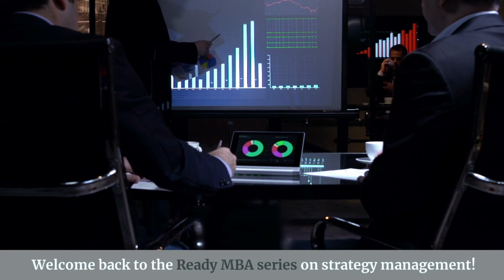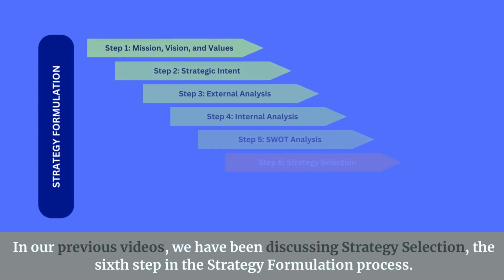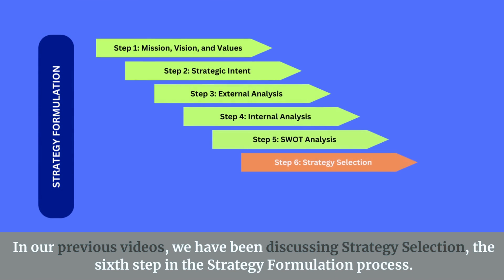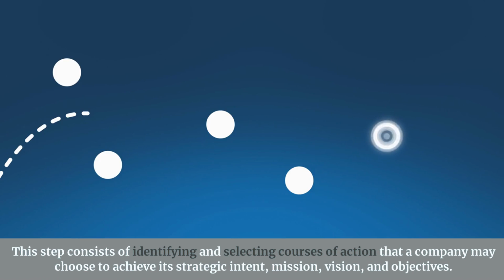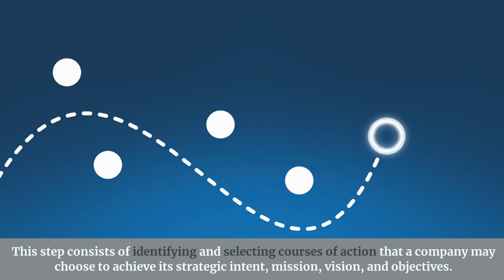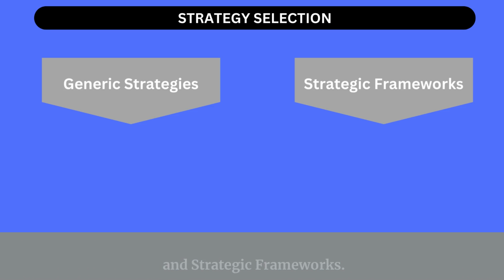Welcome back to the Ready MBA series on strategy management. In our previous videos, we have been discussing strategy selection, the sixth step in the strategy formulation process. This step consists of identifying and selecting courses of action that a company may choose to achieve its strategic intent, mission, vision, and objectives. To help define those, the planning team can leverage generic strategies and strategic frameworks.